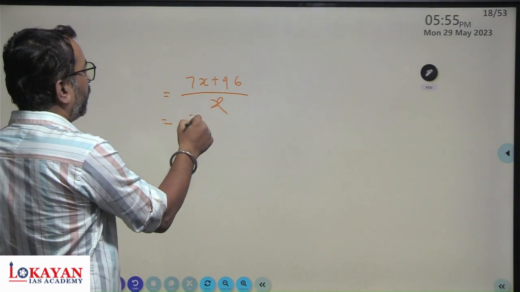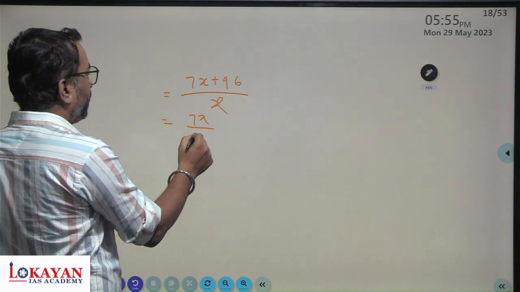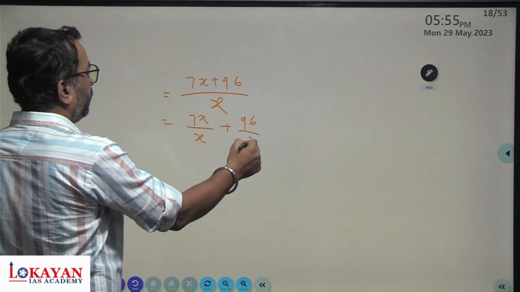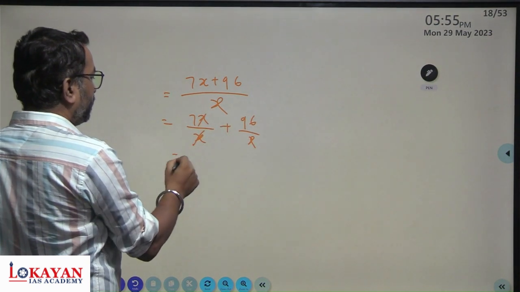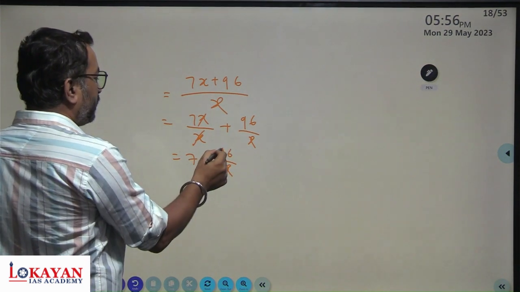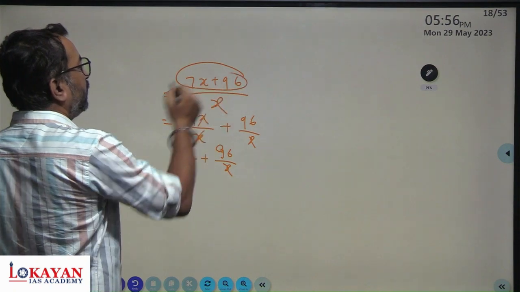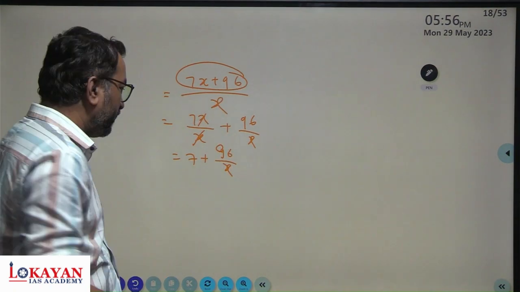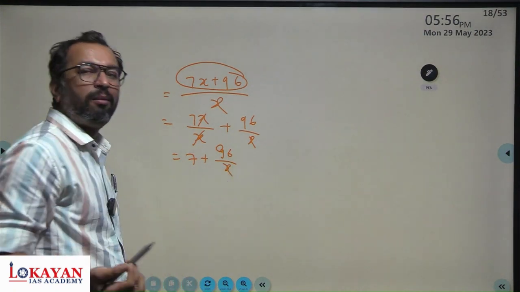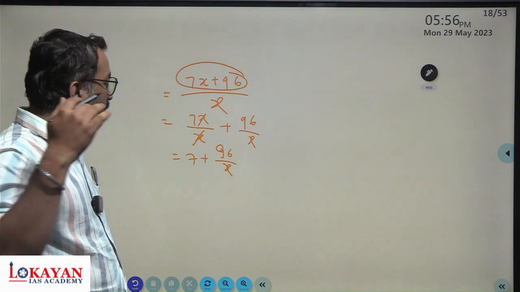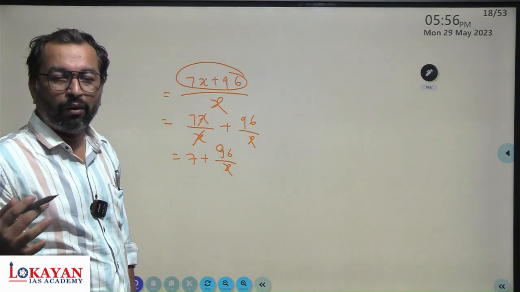Now if I take the denominator separately, so 7x by x will be 96 by x. X will get cancelled, so 7 plus 96 by x. Now they have said that this expression is completely divisible by x. That means 96 must be divisible by x. So how many options of x can we find?